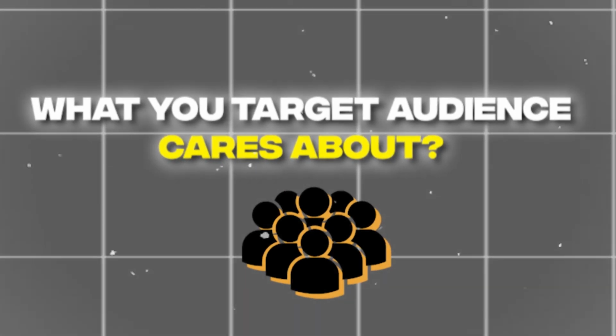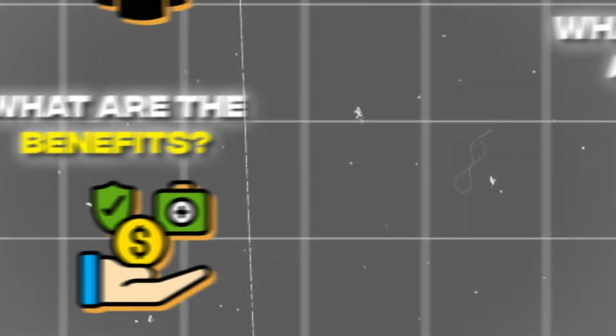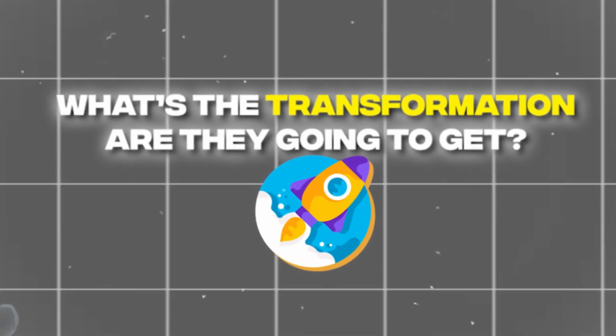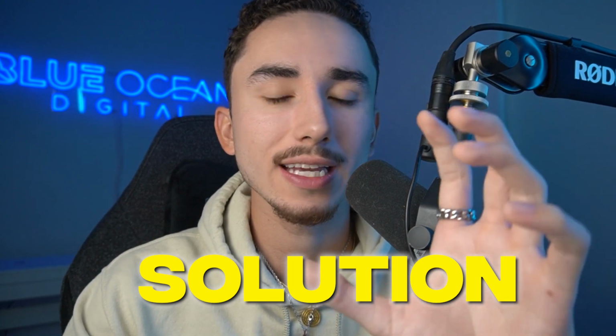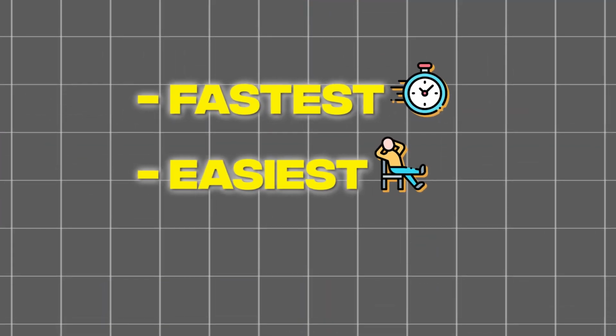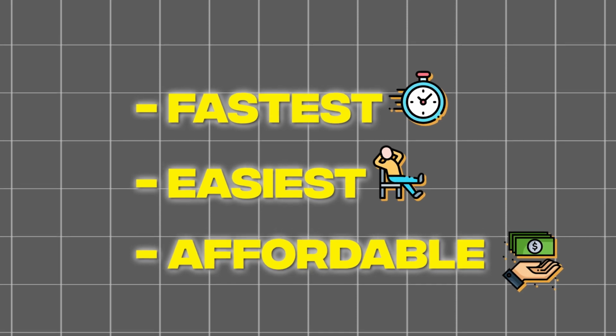And first off, this is going to be demonstrating the value of your product. Now, the only way to demonstrate value is to first understand what your target audience actually cares about. What are the benefits? What's the transformation they're looking to get after buying your product? Because people aren't buying products for the sake of having products like they're a bunch of hoarders. Well, maybe a few of them, but they're really looking for a solution at the end of the day, and they associate your product with the fastest, easiest, and most affordable way to get whatever their desired result is.